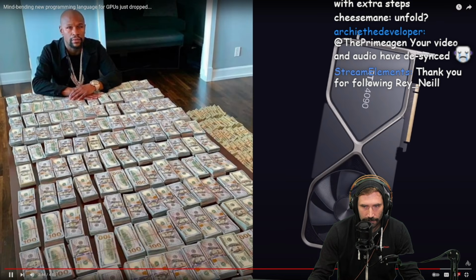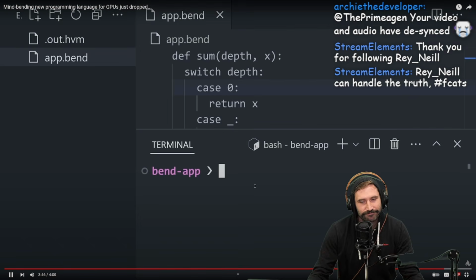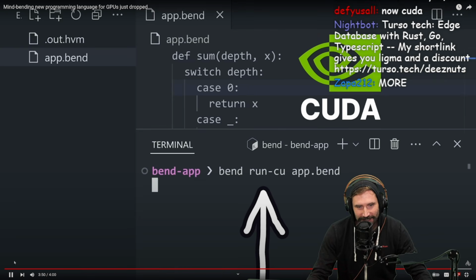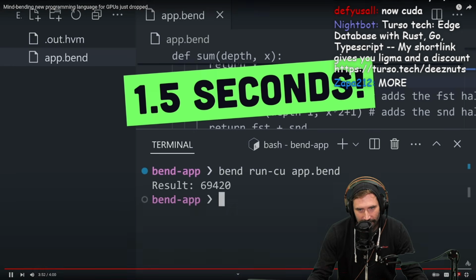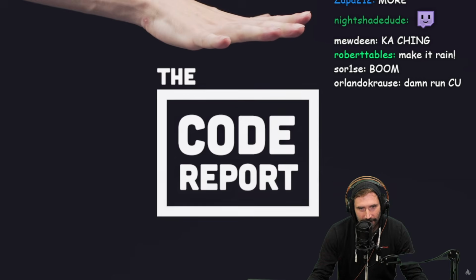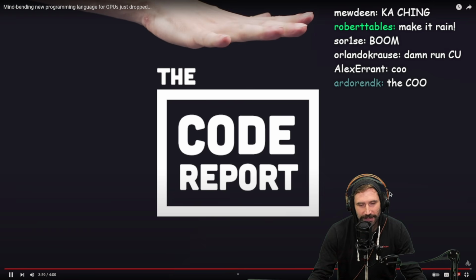Because I'm a baller, I have an NVIDIA RTX 4090, and once again, I can run this code without any modification on CUDA with bend run-cu. And now this code only takes 1.5 seconds to run, and I'll just go ahead and drop the mic right there. This has been the Code Report. Thanks for watching, and I will see you in the next one.